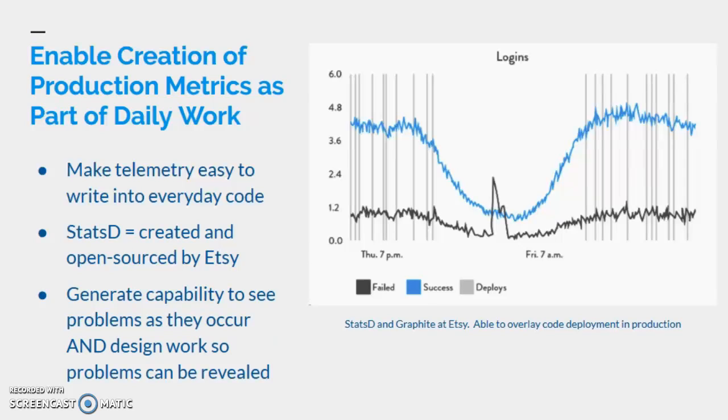So telemetry enables creation of production metrics as part of our daily work. We make telemetry easy to write into our everyday code. Part of this example was StatsD, which was created and open sourced by Etsy. StatsD renders metric events onto graphs and dashboards so that you can observe how code affects production. The graphs allow us to see an overlay of code deployment, when the code was deployed, and how it integrates and is working in the production deployment.